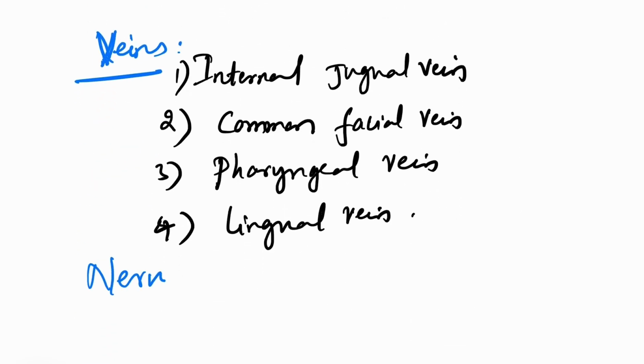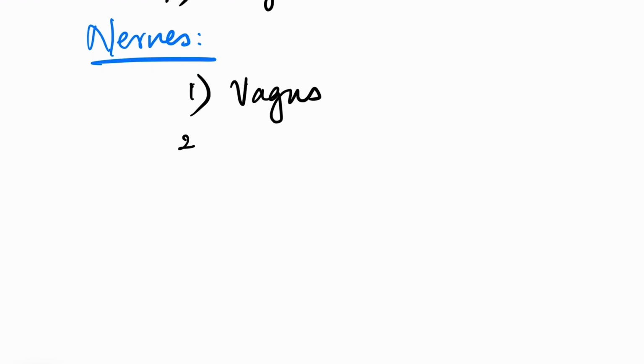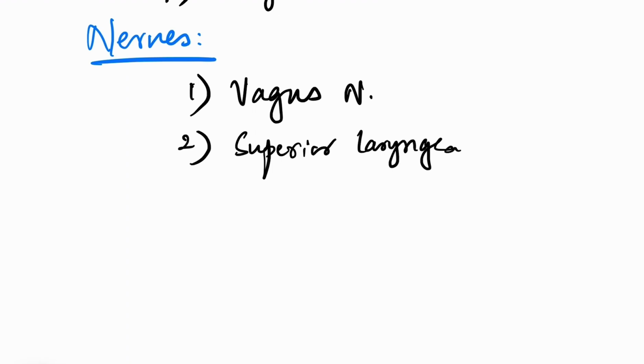So nerves which are present in this carotid triangle. The most important nerve you can see in this carotid triangle is the vagus nerve, which runs vertically downwards. Also the superior laryngeal branch of the vagus nerve. Okay, usually it is dividing into the internal and external laryngeal nerves.